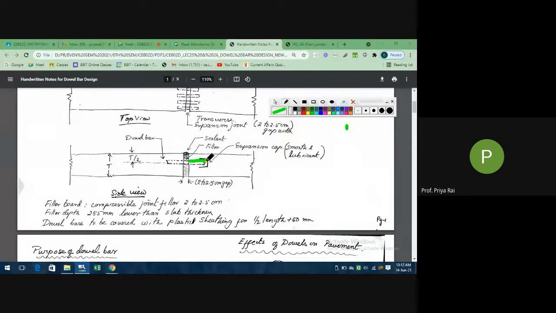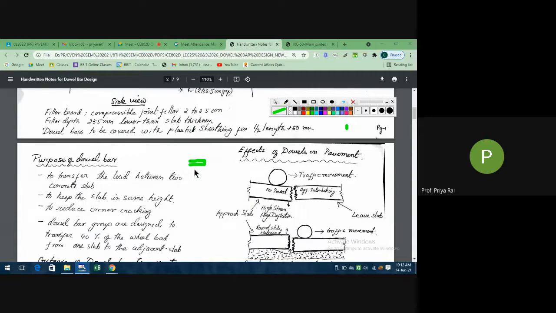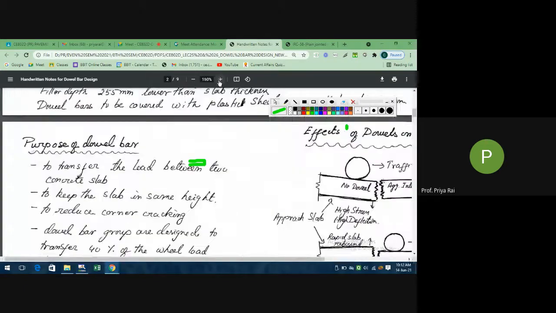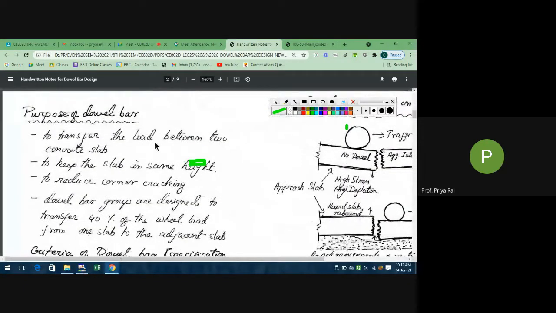That means this length is actually how much? This is the half of the length. See, this is the total length of the dowel bar. So this much is how much? Half of the length plus 50 mm. Extra 50 mm length we have to provide. Now comes the purpose of the dowel bar. See here, first, to transfer load, which I have already explained, to transfer the load between two concrete slabs. And to keep the slabs at the same height.